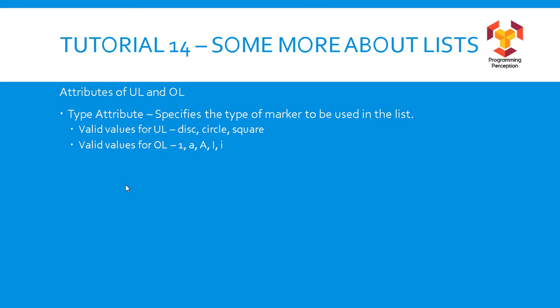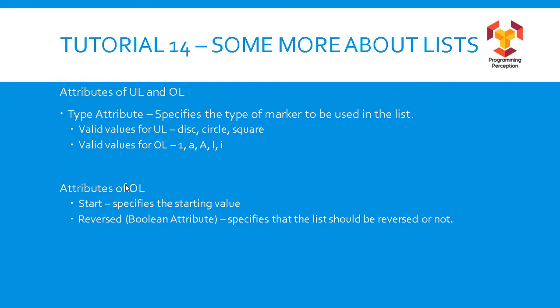For example, in UL, the unordered list, we specify whether we want a disk, a circle or a square. And in case of an ordered list, we specify whether we want to start with numbers, with alphabets or with Roman numbers. So it's up to us what we want to specify to this type attribute.